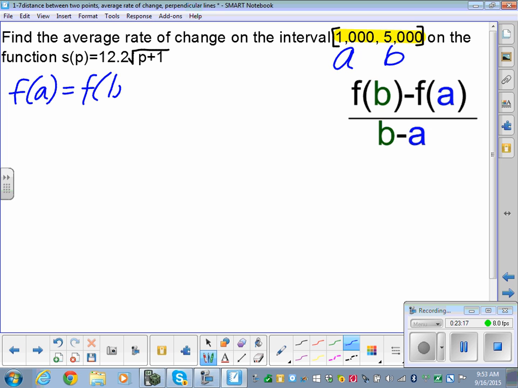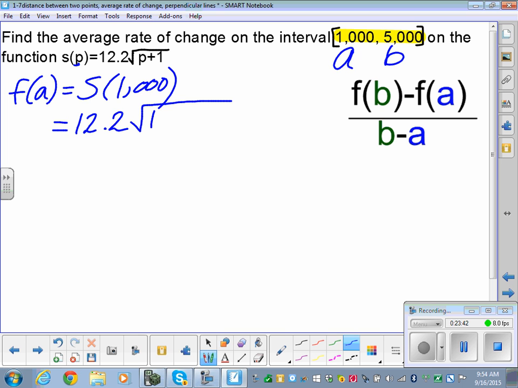1,000. So we're doing f of 1,000. Oh, and it's s of 1,000. I should use the correct thing. So I'm doing s of 1,000, and we're just plugging that into our function here, wherever there's a p, because it's s of p. So we have 12.2 times the square root of 1,000 plus 1.